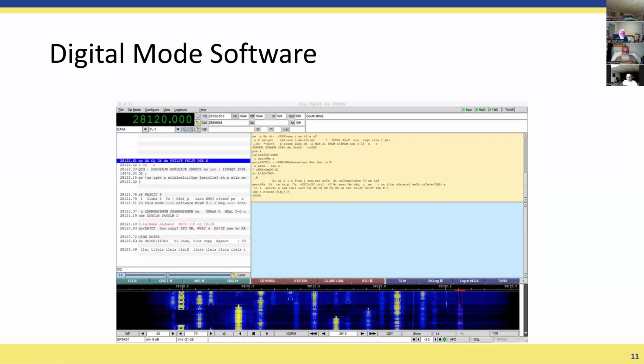So this is what a piece of digital mode software looks like in a little bit more detail.